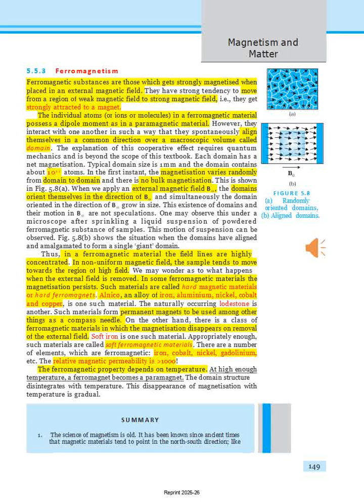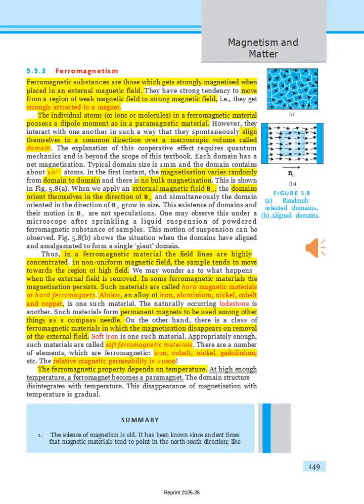a macroscopic volume called domain. The explanation of this cooperative effect requires quantum mechanics and is beyond the scope of this textbook. Each domain has a net magnetization. Typical domain size is 1 mm and the domain contains about 10 to the power 11 atoms. In the first instant, the magnetization varies randomly from domain to domain and there is no bulk magnetization. This is shown in figure 5.8a.